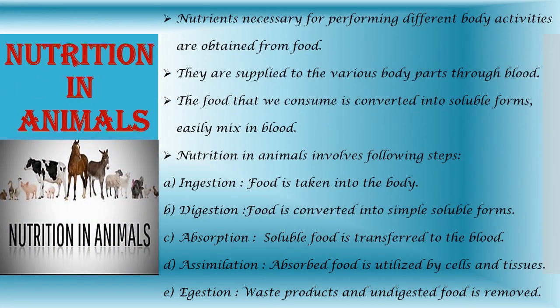Now students, let's learn about nutrition in animals. As we know, nutrients necessary for performing different body activities are obtained from food. They are supplied to the various body parts through blood, and the food that we consume is converted into soluble forms so that it can easily mix in blood. Nutrition in animals involves the following steps: ingestion, digestion, absorption, assimilation and egestion.